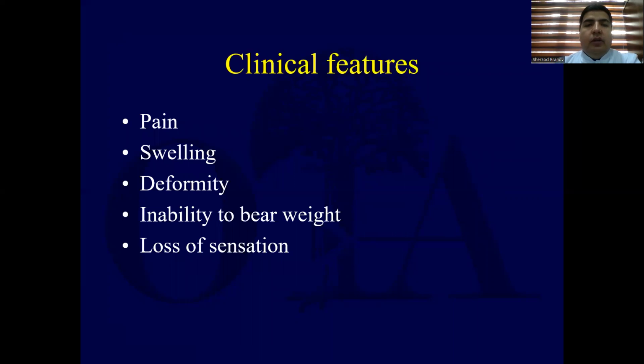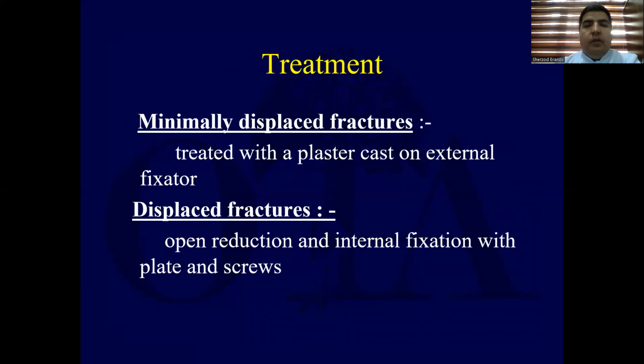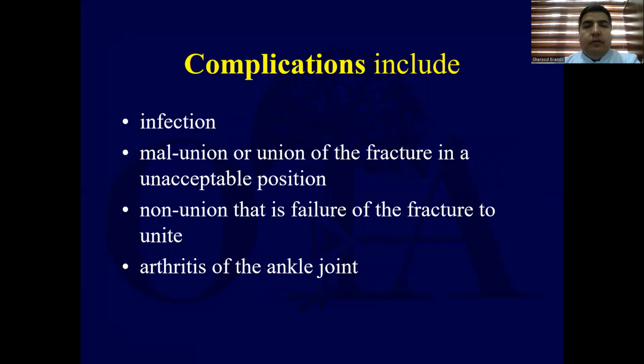Clinical features: pain, swelling, deformity, inability to bear weight, loss of sensation. Treatment: minimally displaced fractures treated with a plaster cast or external fixator. Displaced fractures, open reduction and internal fixation with plate and screws. Complications include infection, malunion or union of the fracture in an unacceptable position, non-union, that is failure of the fracture to unite, arthritis of the ankle joint.